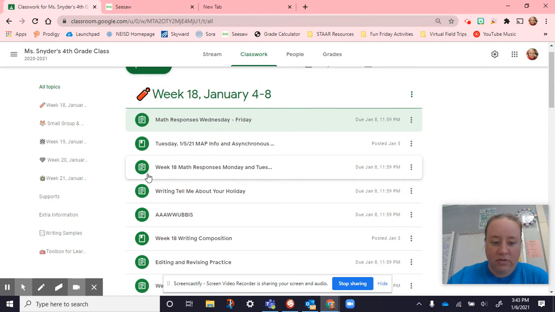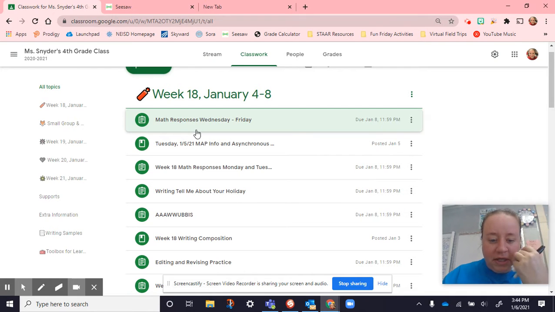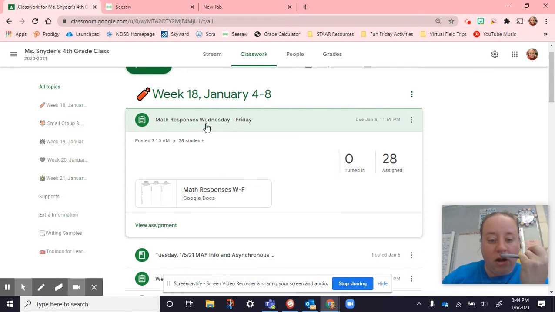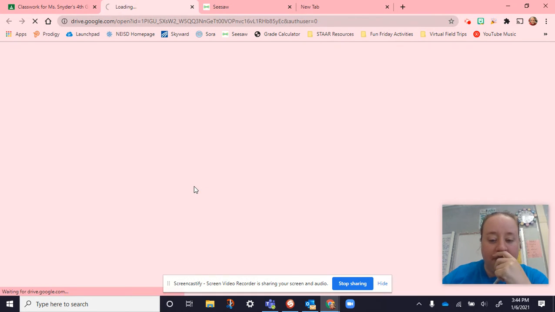Today is the 6th, Wednesday. I took the week 18 math responses. I made this one for Monday and Tuesday only, because we reshuffled some things around. So the math responses for Wednesday through Friday are on this separate document now. For today, tomorrow, and Friday, go to this one that says Wednesday through Friday.